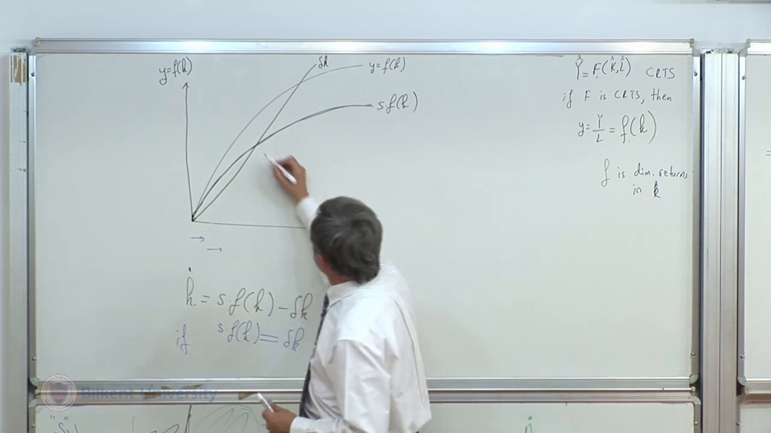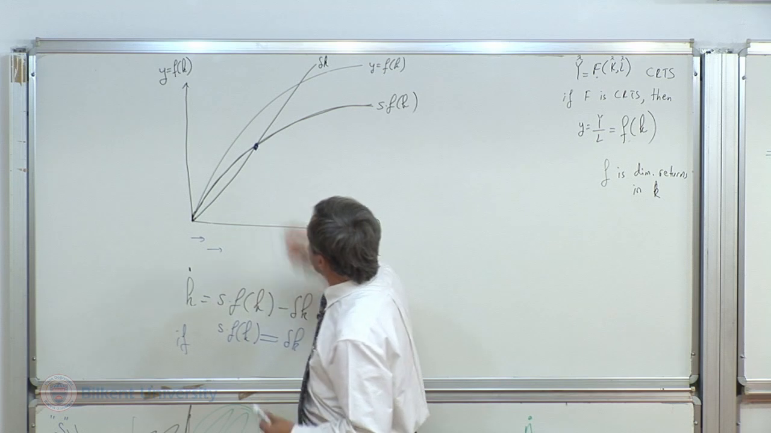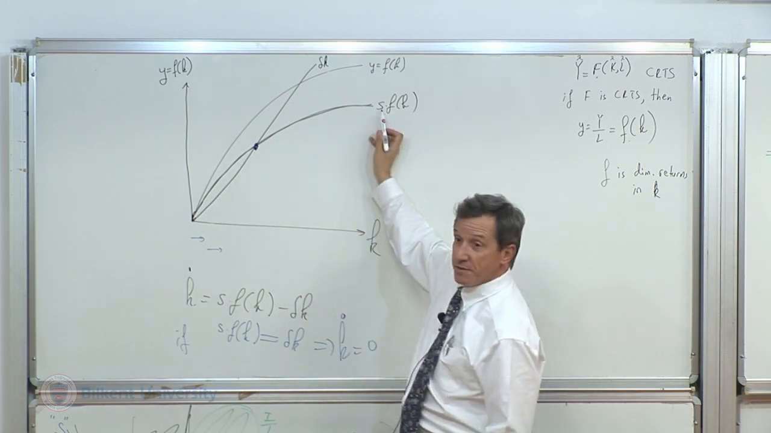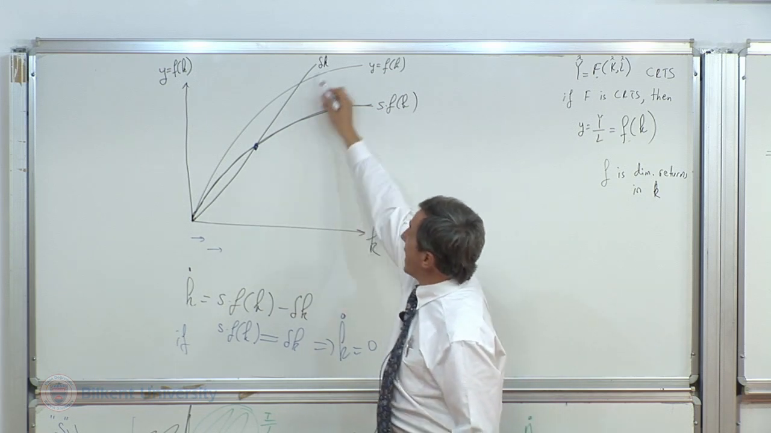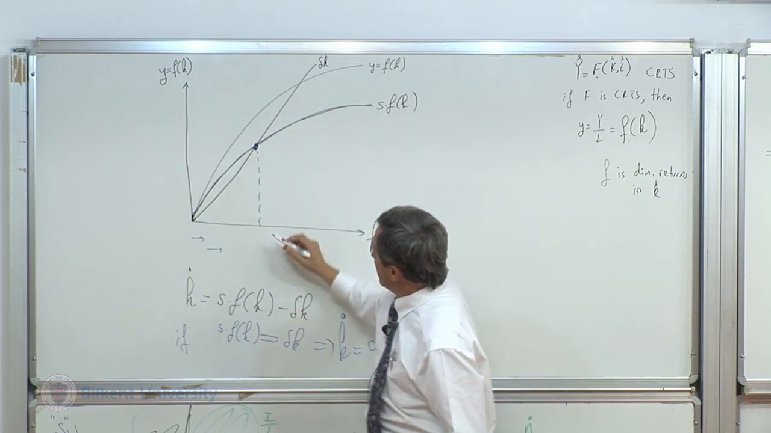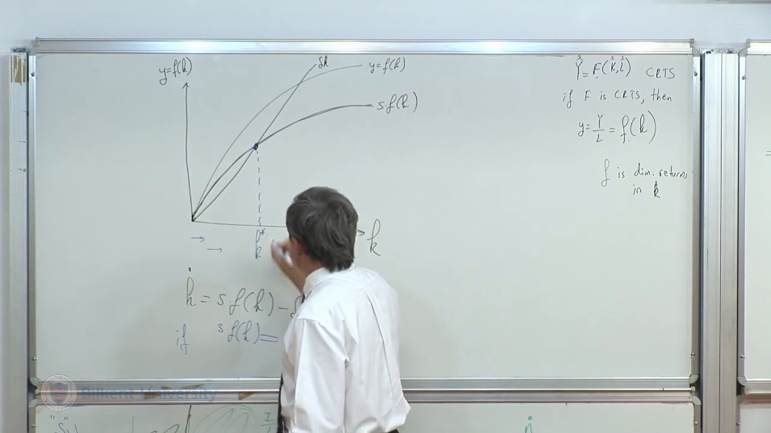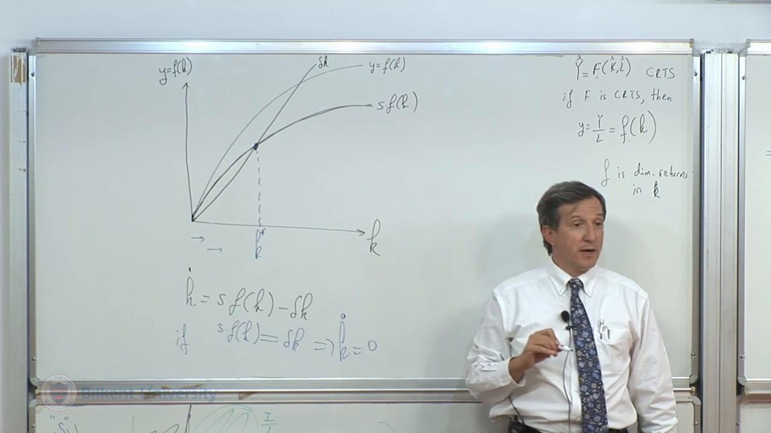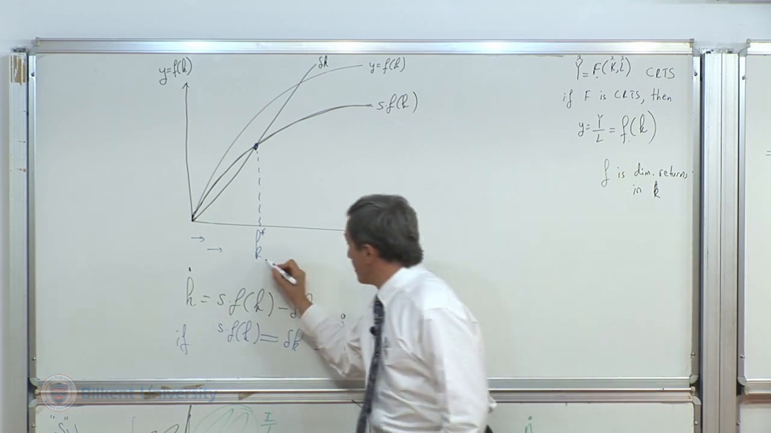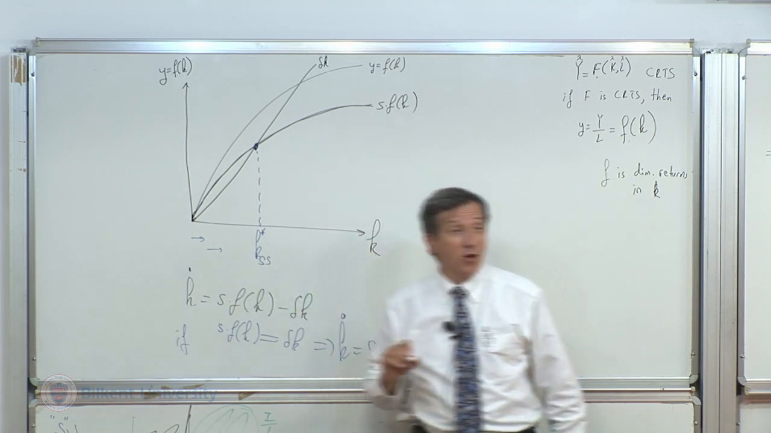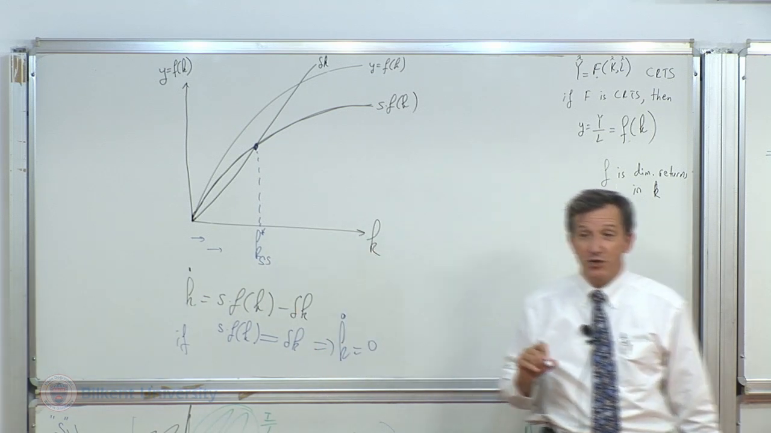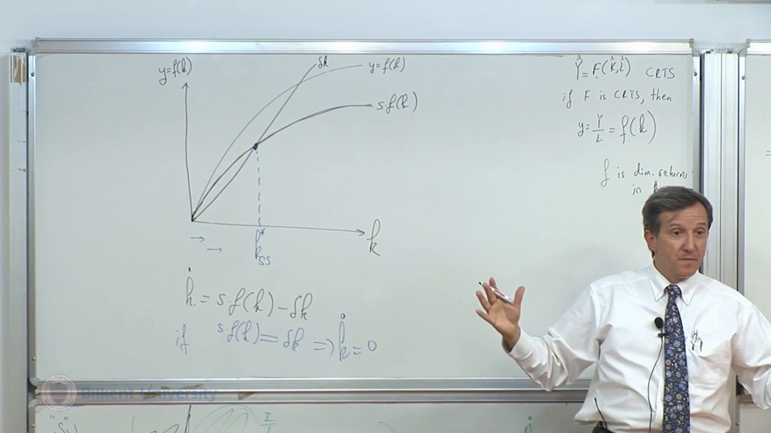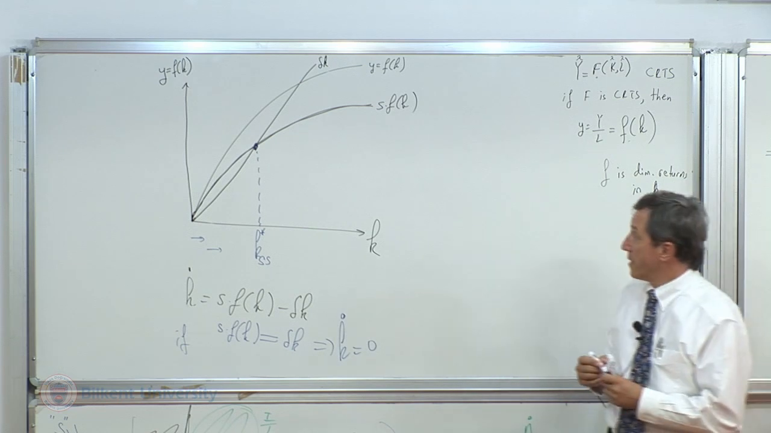So this economy goes all the way to the equality of the saving function with the depreciation ray, and at this rate, the economy stops increasing capital per labor. And this is called the steady state value or the critical value of capital labor ratio. Once we achieve there, we stop there. We have reached long run equilibrium.